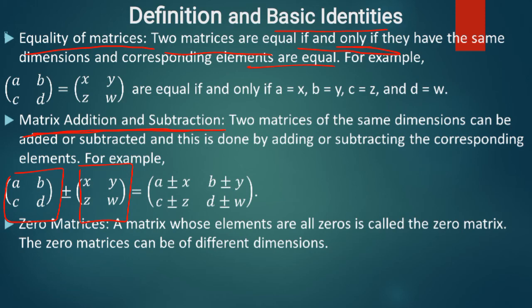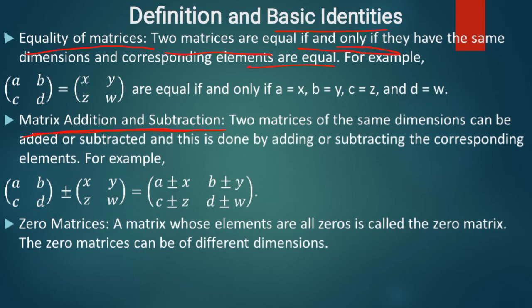So you can add the entry A with the entry X, at the same location. Entry B will be added to Y. Entry B cannot be added to W because it's not at the corresponding entry location. So W will be added to D, and C will be added to Z. You don't add a different location to the other. So that's the rule. If you want to subtract, you do exactly the same thing.